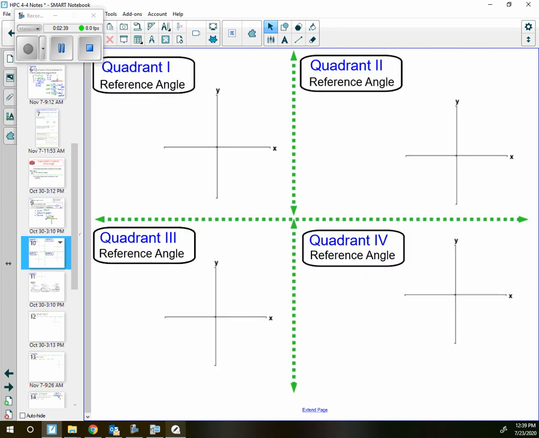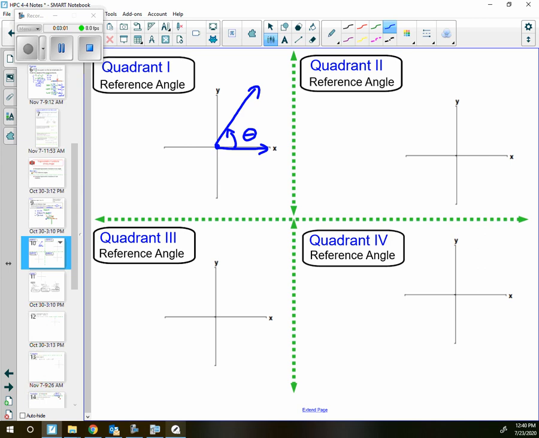So here's what we need to do. We need to take a look at each quadrant and figure out how you would decide what the reference angle is. I'm going to do an example for each one of these, and then we'll talk about the format for each one as well. All right, what if you are in quadrant 1 and this is your angle measurement? Say 50 degrees.